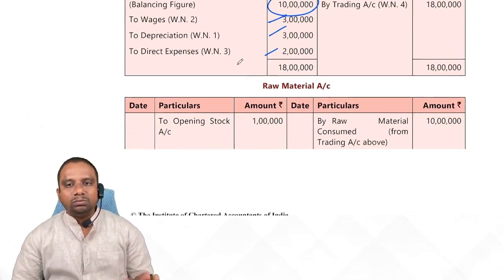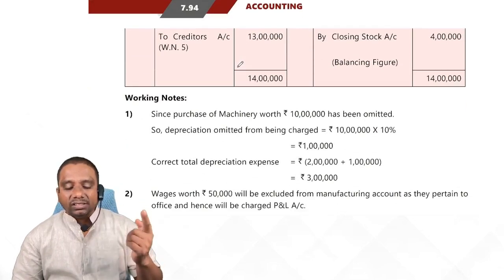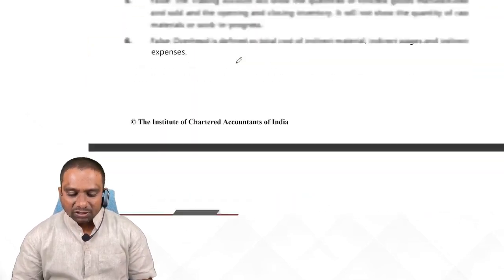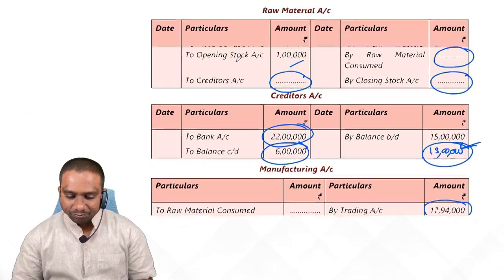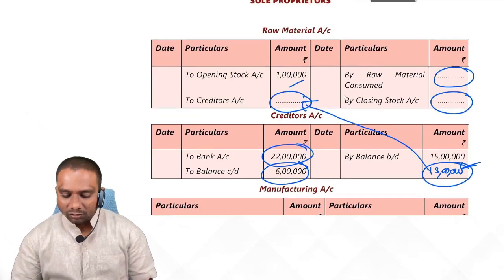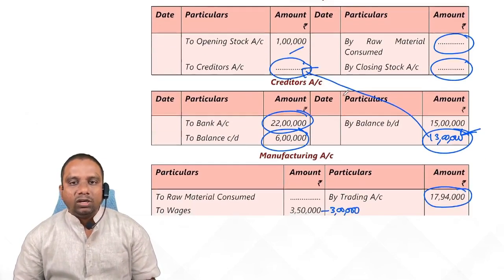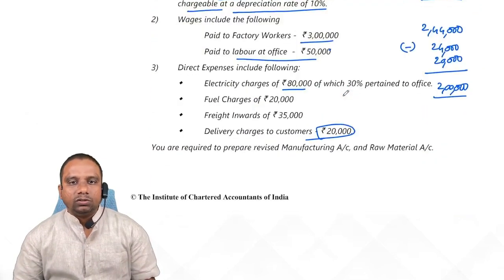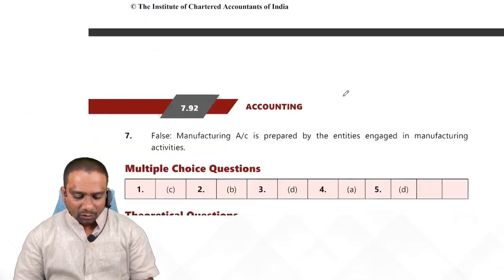Simple, students. First look at the creditors account. How much are credit purchases? 13 lakh. This 13 lakh is taken to the debit side of the raw material account. So 13 plus 1, 14 lakhs. Now, what is your closing stock? That we need to calculate. Observe.